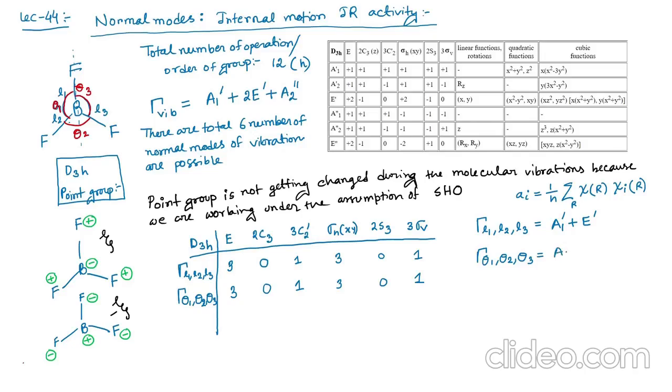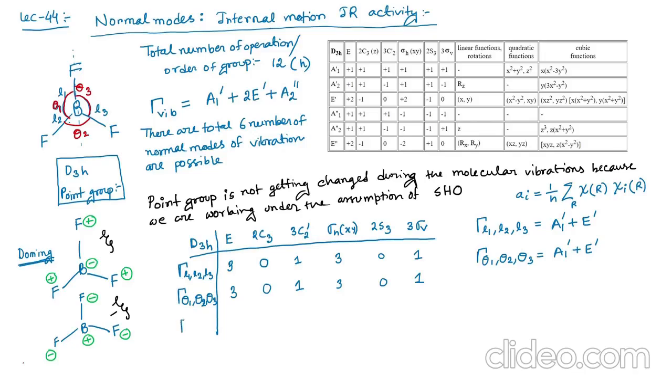Going to be A1 dash plus E dash. Okay. Now if you do that, what else remains? The doming motion. These are called doming, in-plane or out-of-plane bending, right?